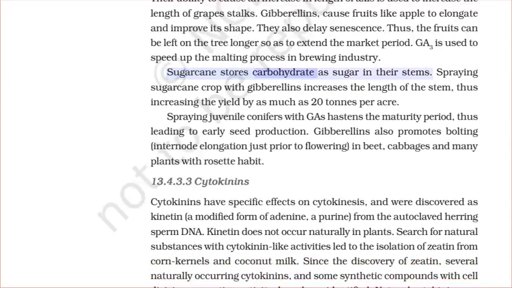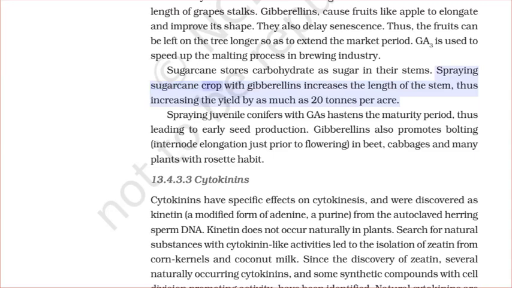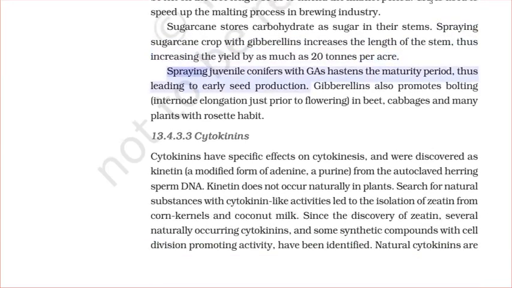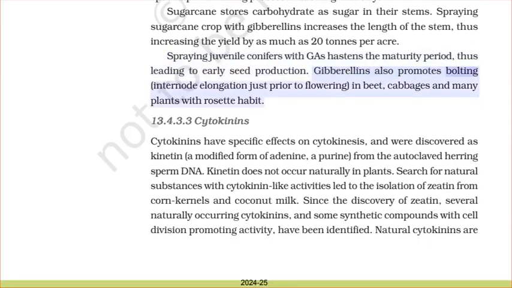Sugarcane stores carbohydrate as sugar in their stems. Spraying sugarcane crop with gibberellins increases the length of the stem, thus increasing the yield by as much as 20 tons per acre. Spraying juvenile conifers with GAs hastens the maturity period, thus leading to early seed production. Gibberellins also promote bolting, internode elongation just prior to flowering, in beet, cabbages, and many plants with rosette habit.